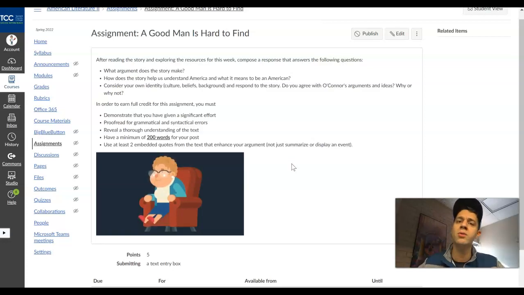So don't embed a quote just to embed a quote. Whenever you're pulling a quote from the story, ask yourself, why am I using this quote? And is it actually helping my composition?